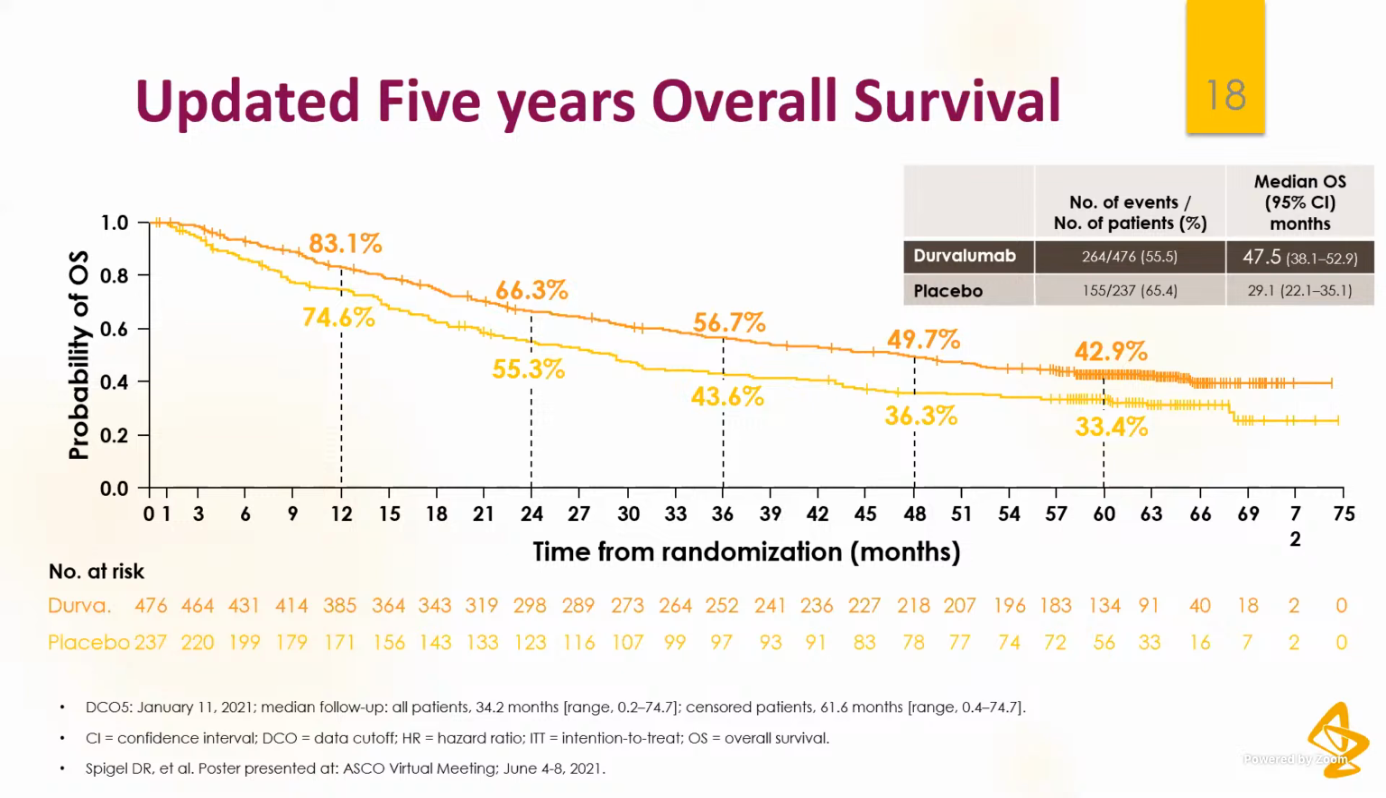This is one trial where the curves have remained separated and have not come close together at 2 or 3 years of follow-up, which normally happens with many of these agents that then show no improvement in overall survival. With durvalumab, the median overall survival was 47.5 months versus only 29.1 months. I think this is one impressive trial where such an improvement in OS has happened. Very few trials have such significant improvements in overall survival.